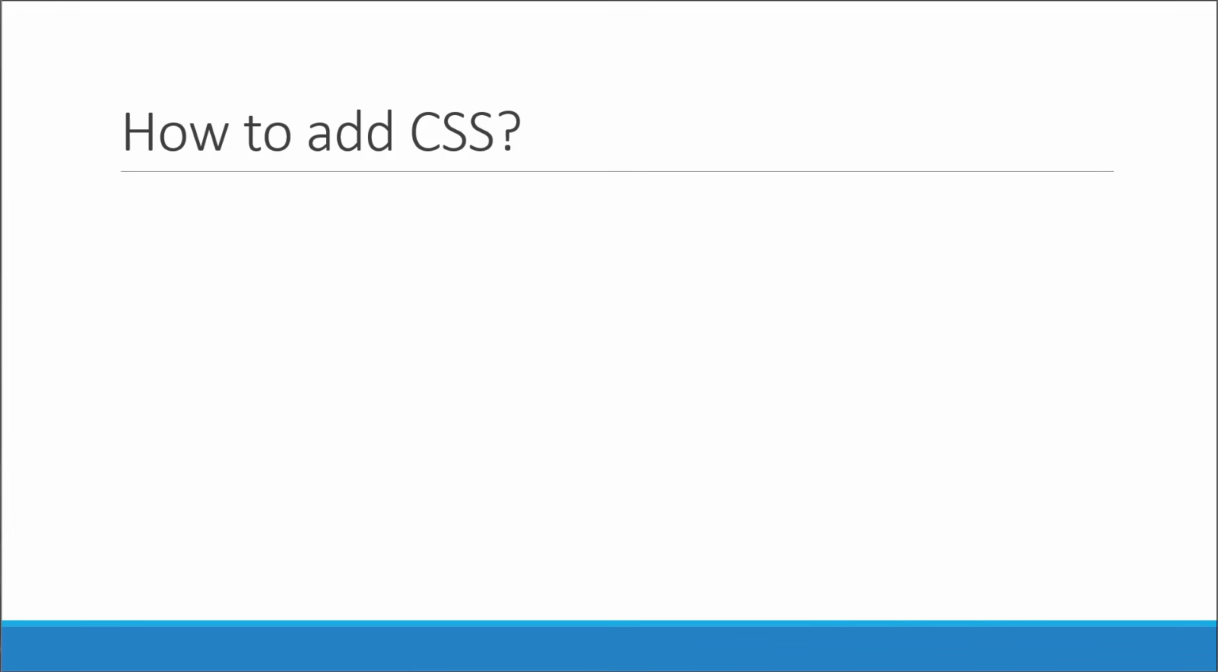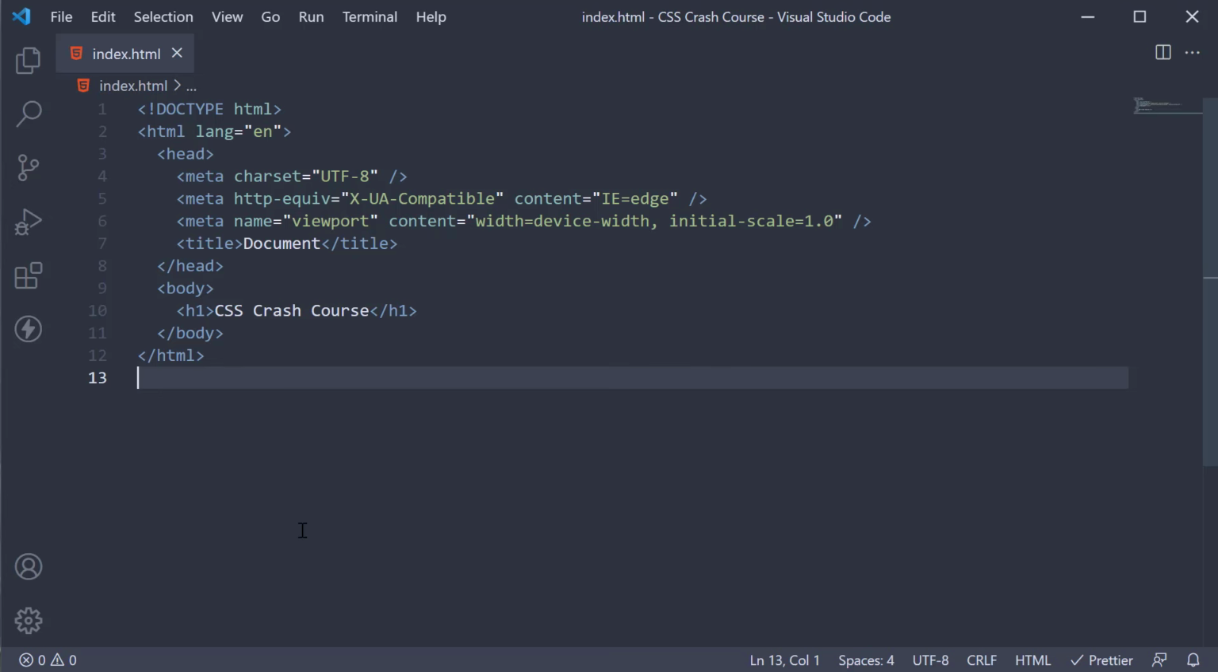Now you might be surprised, but there are 3 different ways to add styles to an HTML document: inline styles, internal style sheet, and finally external style sheet. Let's understand each of them, starting with inline styles. Inline styles are CSS declarations that affect a single HTML element. To use inline styles, we add the style attribute to the relevant element.